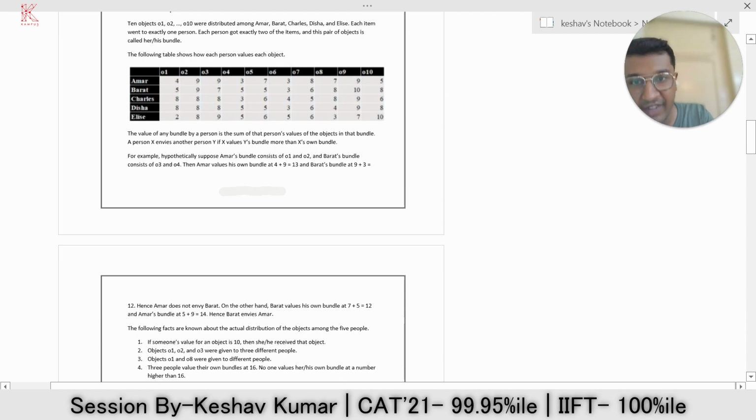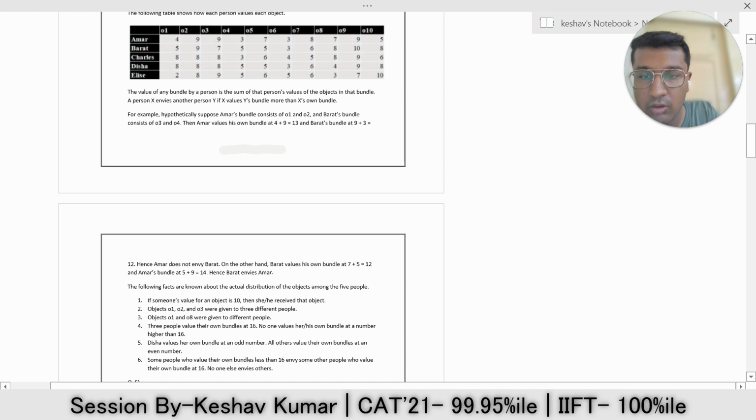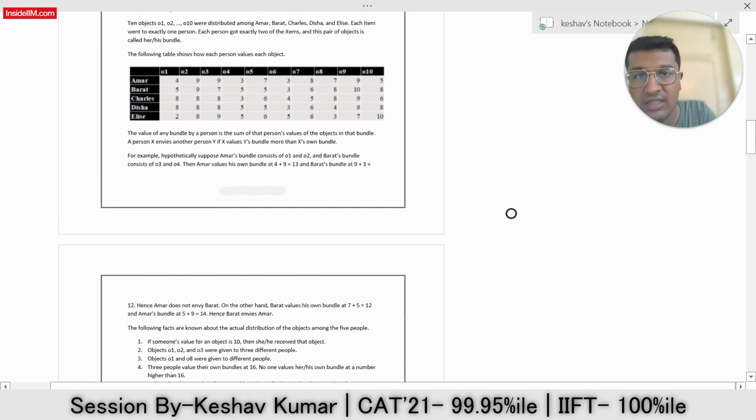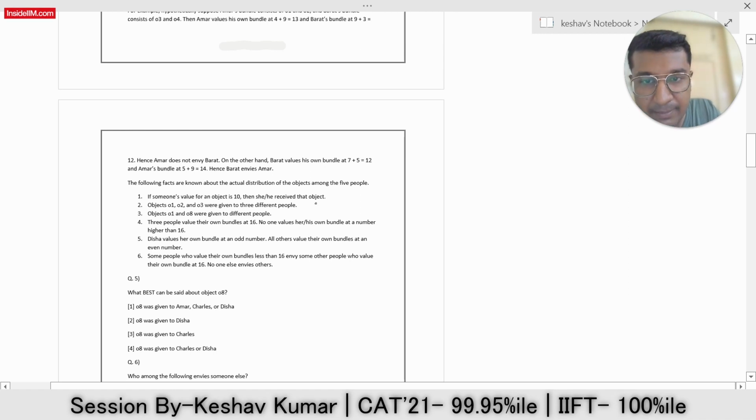Now, let's move on to the facts which were given. The following facts are known about the actual distribution of the objects among the 5 people. If someone's value for an object is 10, then he or she receives that object. So as you can see, for O9, Bharat has a value of 10, so Bharat will receive this. And for O10, E has a value of 10, so E will receive this. Objects O1, O2, O3 went to 3 different people. Let's come back to that later on. Objects O1 and O8 were given to different people. Let's come back to this as well later on.